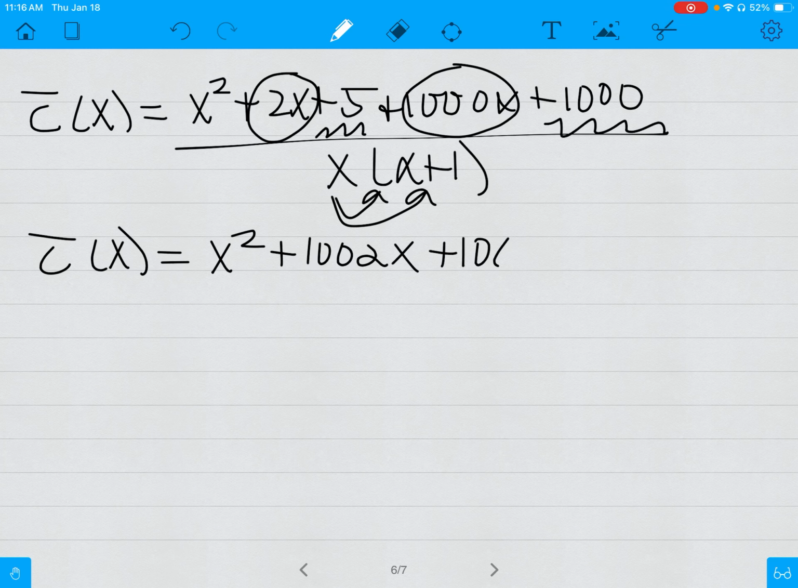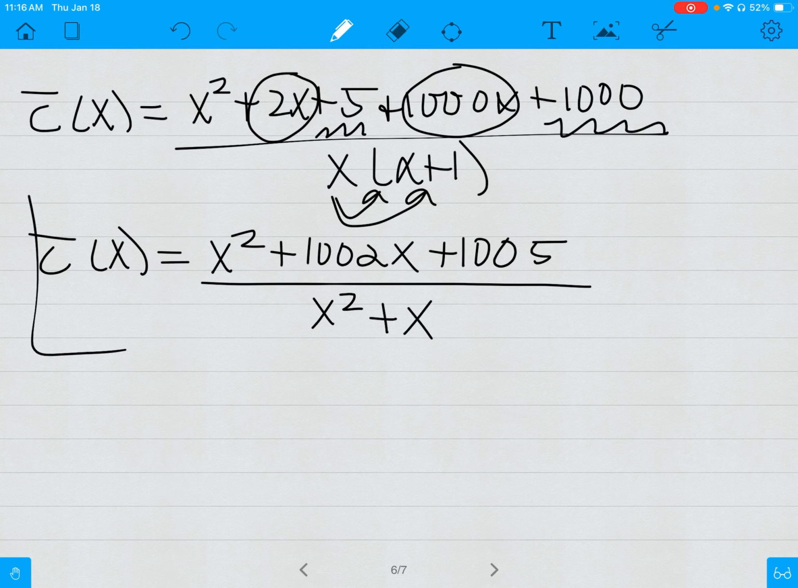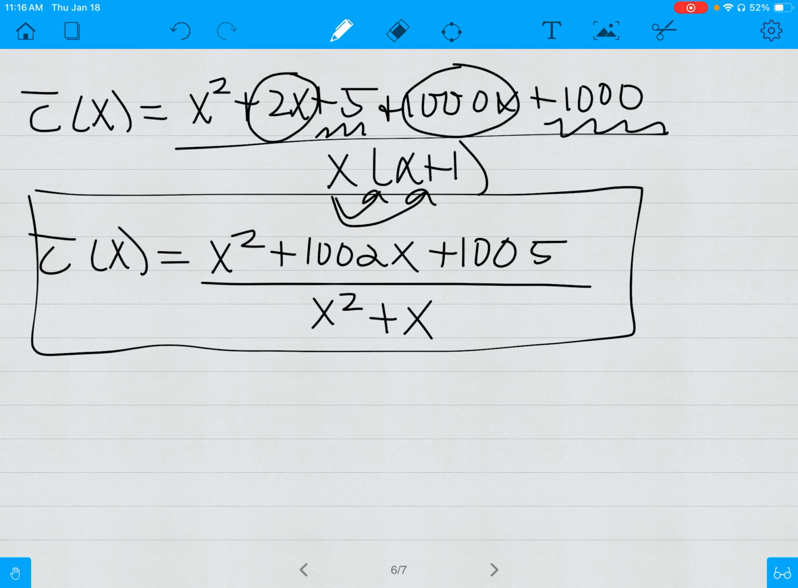So plus 10,005. Whoops, that's not 1,005, that's 10,005. Let's fix that. There we go. Over x squared plus x. And there is our marginal cost function, as nice looking as we could get it. If there were any common factors in the numerator and the denominator, we could factor those out, but in this case, there are not.